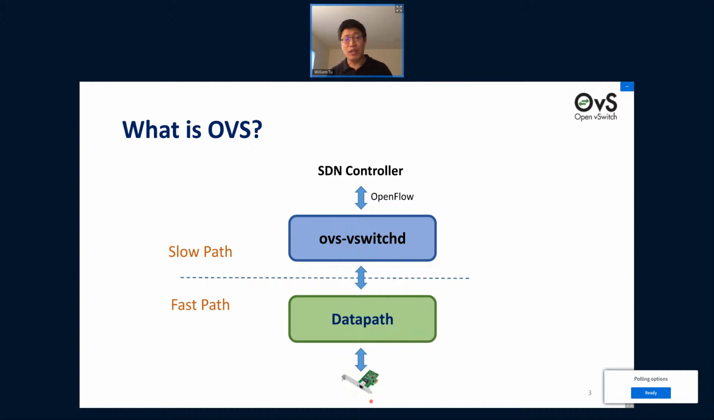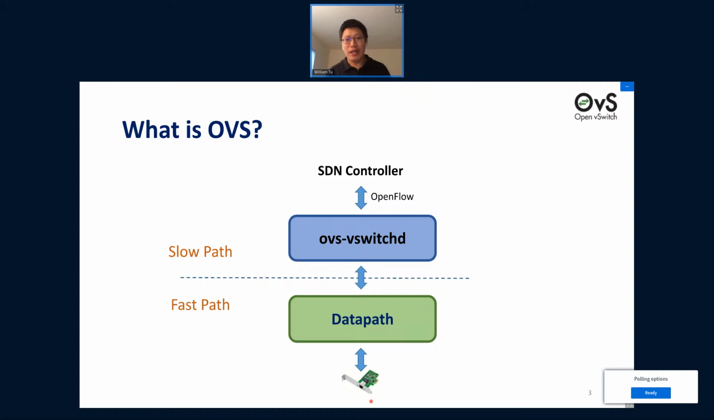The OVS vSwitch-D implements the OpenFlow protocol. So it has support like multiple table lookup, and each table will do protocol support, parsing the protocol headers, applying actions to different match and action rules, and jump to another table, for example.